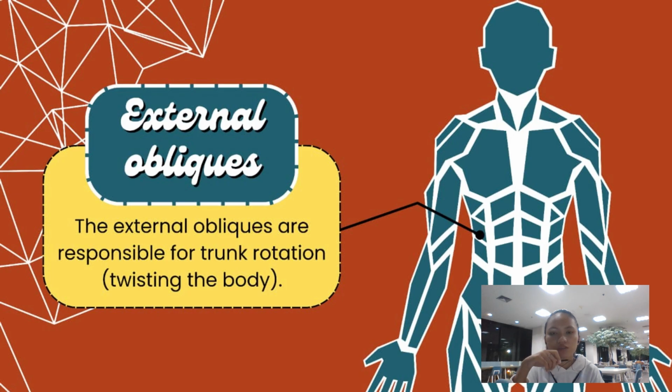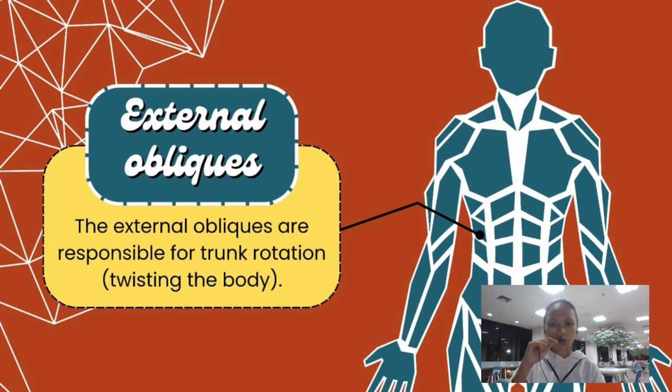Next is external obliques. The external obliques are responsible for trunk rotation or twisting the body. Okay, the placement on our wrist. Yes.